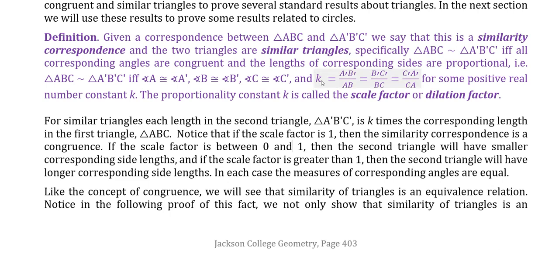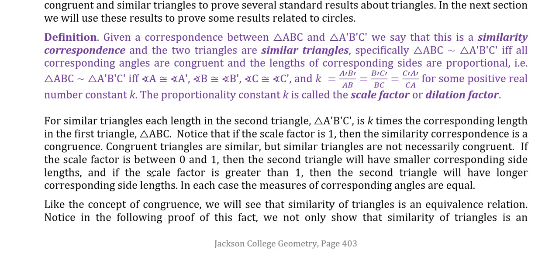Now, if this scale factor turns out to be 1, then all corresponding sides are congruent, and we have a congruence between the two triangles. So congruent triangles are definitely similar, but similar triangles are not necessarily congruent. If the scale factor is between 0 and 1, then the second triangle is smaller than the first one. If the factor is greater than 1, the second triangle will have longer corresponding lengths and will be bigger than the first one. In each case, the measures of the corresponding angles are equal. When you were an elementary school kid, you might have called these things the same shape but different size.